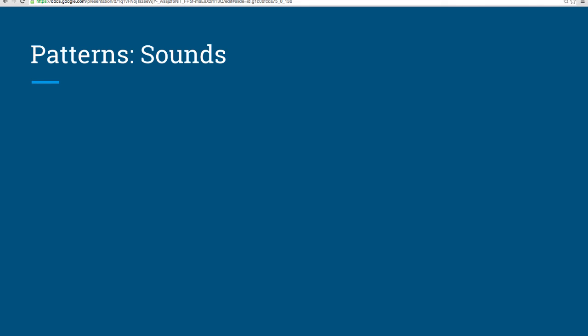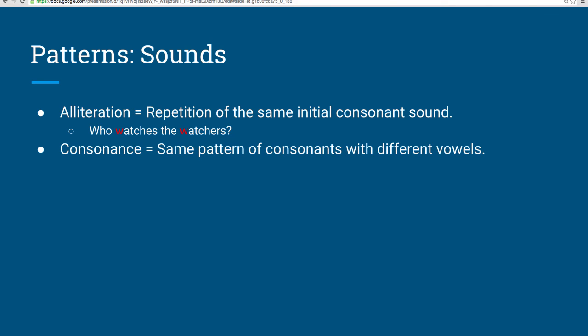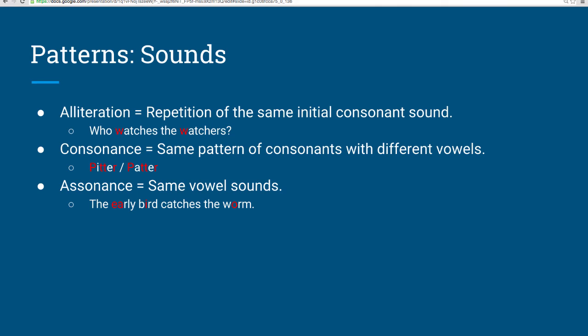Even smaller than rhymes, we want to consider the repetition of individual sounds. Most people are familiar with alliteration, when the same consonant sound is repeated. "Who watches the watchers" has that repetition of the W sound. Similar to alliteration, we also have consonance and assonance. Consonance occurs when the poet uses words with the same pattern of consonants but different vowels. For example, pitter, patter. Assonance is the repetition of the same vowel sound within a series of words. In the statement, "the early bird catches the worm," we get the soft E sound three times.